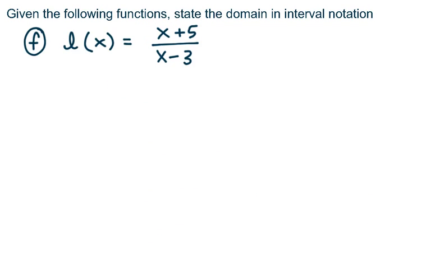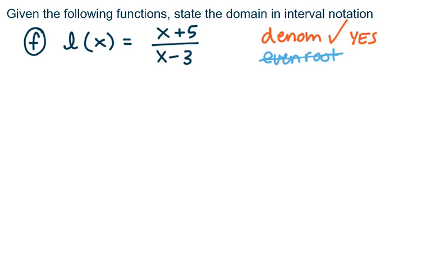Example F. We are given the function L of x equals x plus 5 divided by x minus 3. So, do we have a denominator? And the answer is yes, we do. Do we have an even root? In this situation, we do not. So we only have one thing to consider.